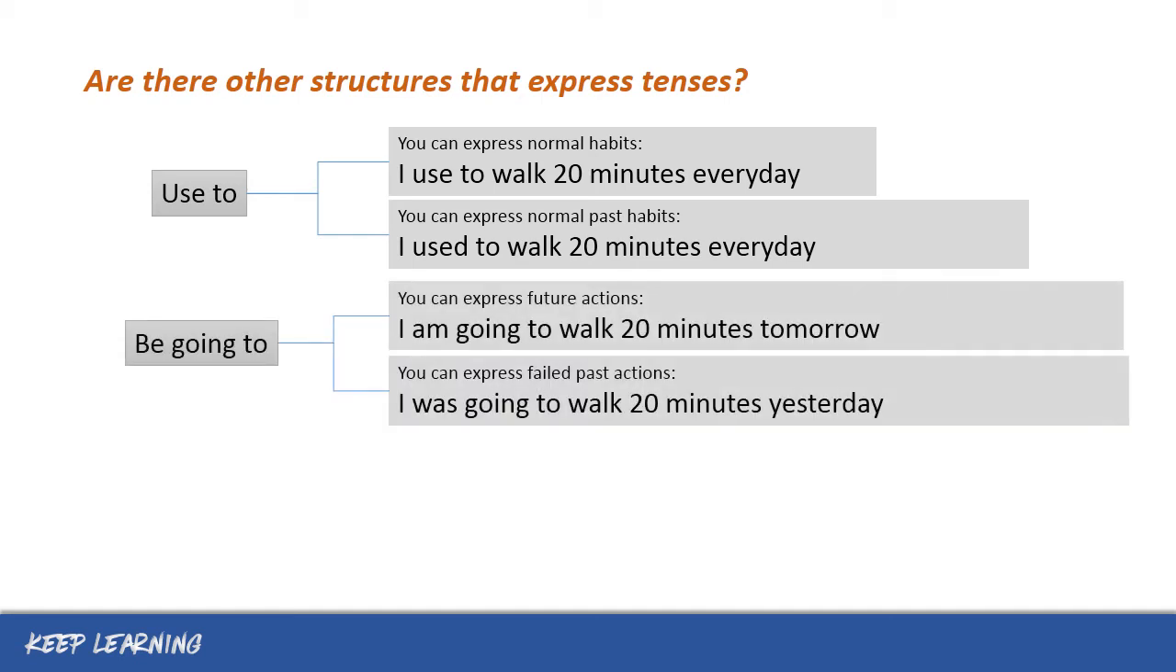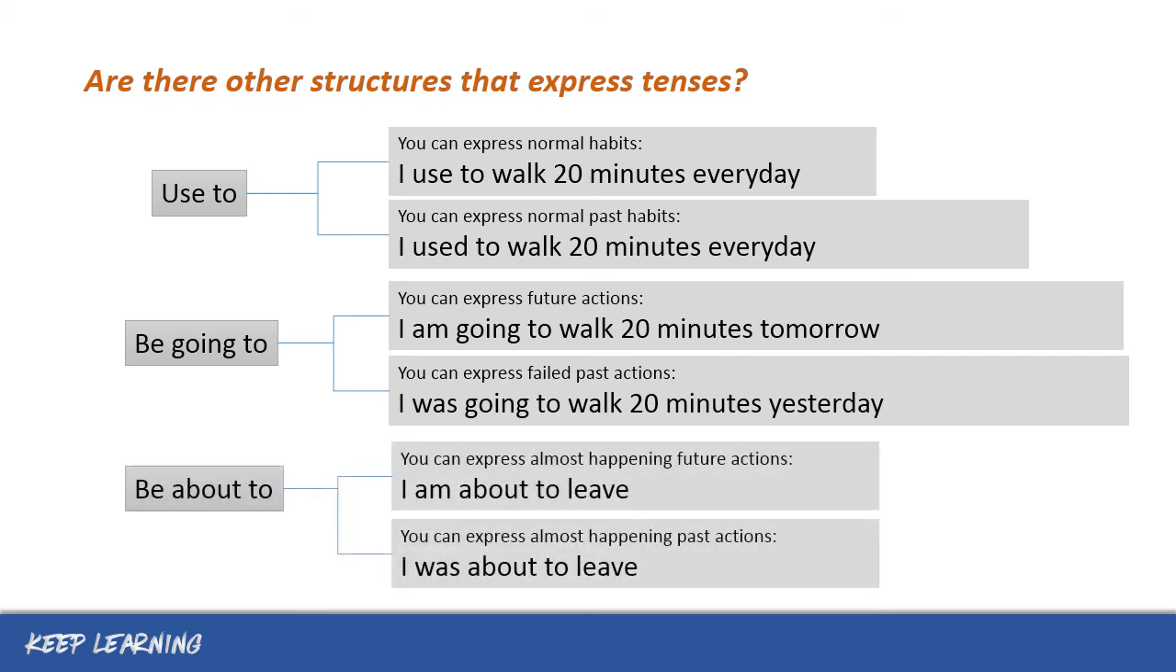Another expression is the expression be going to. Be going to is voy a in the present, which is I am going to walk 20 minutes tomorrow. And of course, this talks about the future. Yo voy a caminar. Or you can use it in the past for failed actions. I was going to walk. Yo iba a caminar. Normally, when you say I was going to walk, it's because you didn't walk. Something happened. So you had to change the plan. I was going to walk, but it started to rain, so I didn't.